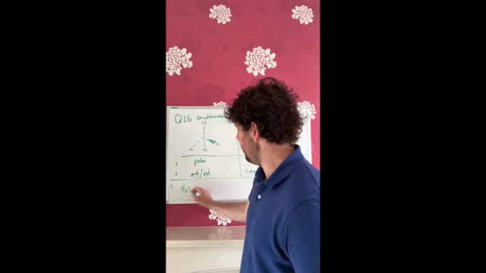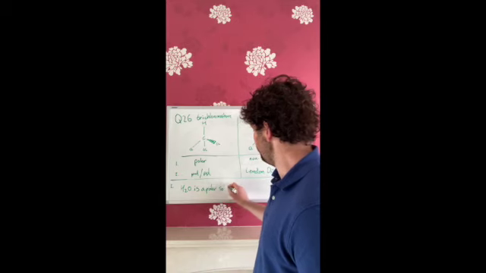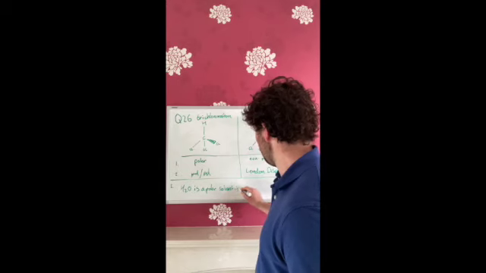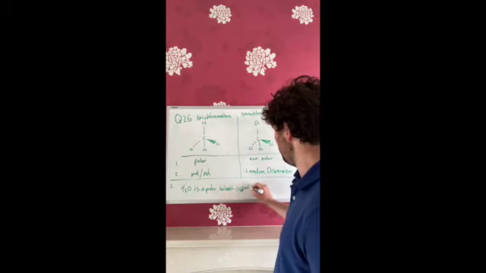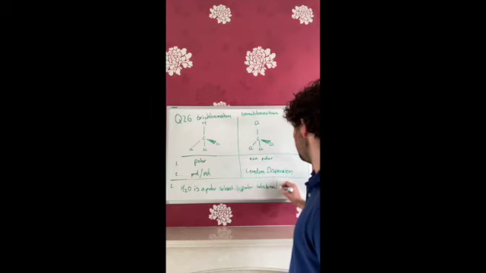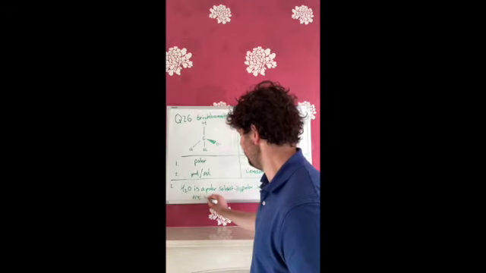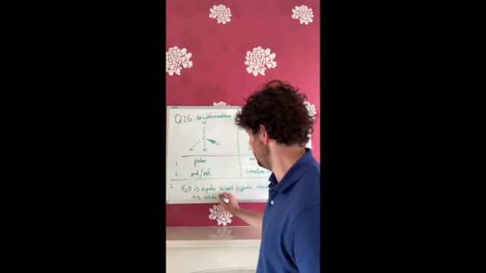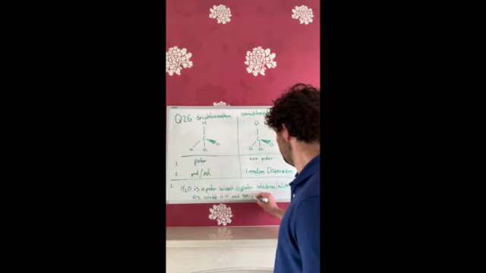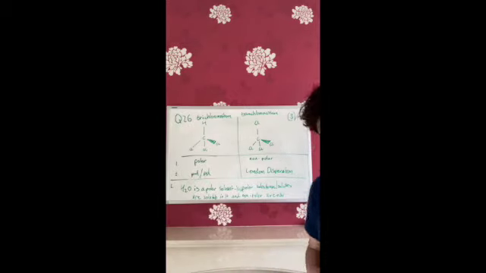You could write water is a polar solvent. Okay, and then you could write therefore polar substances or solutes are soluble in it and non-polar are not. Okay, so there's your answer there.